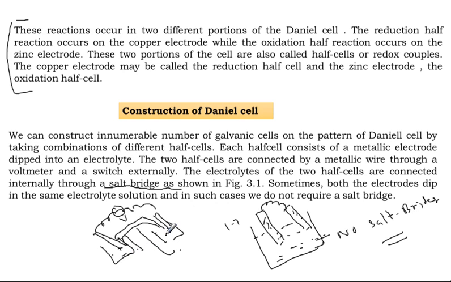Remember, to write the cell reaction, the two half cells are separated by two vertical lines. On the left side of the two vertical lines, the oxidation half cell, and on the right side, the reduction half cell, should be written in the proper convention.